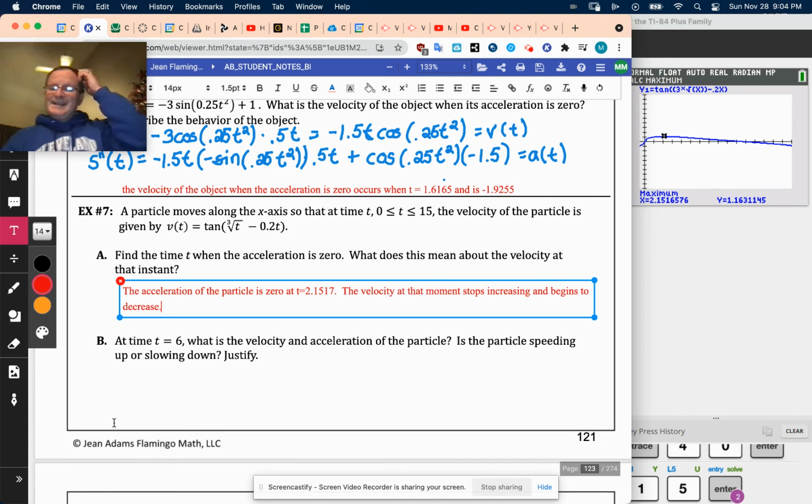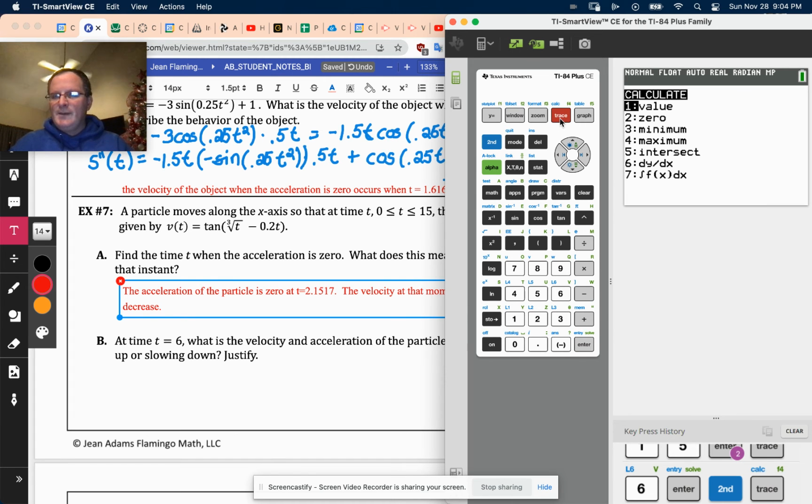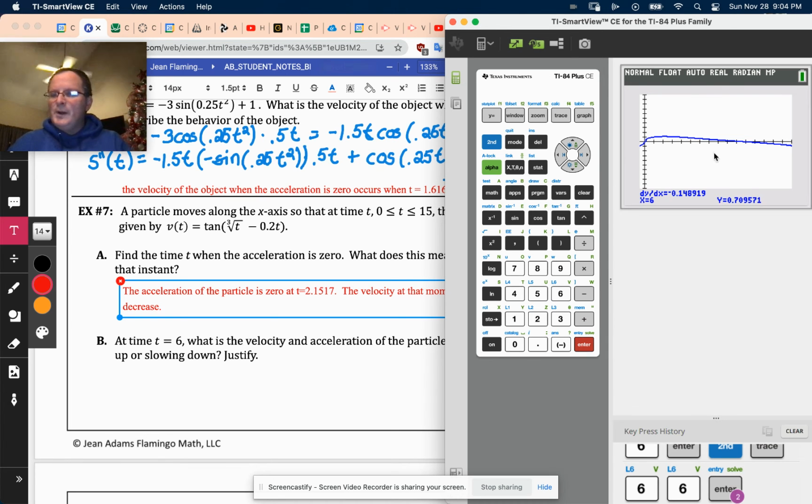Okay. All right, at t equals 6, what is the velocity and acceleration, and is the particle speeding up or slowing down? Oh, okay, that's not too bad. All right, so let's see. We're on the velocity, so let's do a trace here at 6 and see what's happening. All right, so it's definitely above the x-axis, and it's also going down. And to be sure that it's going down, I could calculate that slope. Look at that. All right, so, oh, it tells me everything right there.